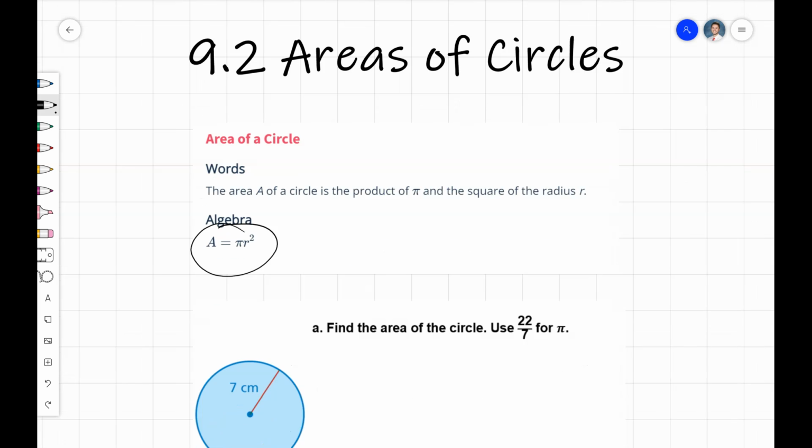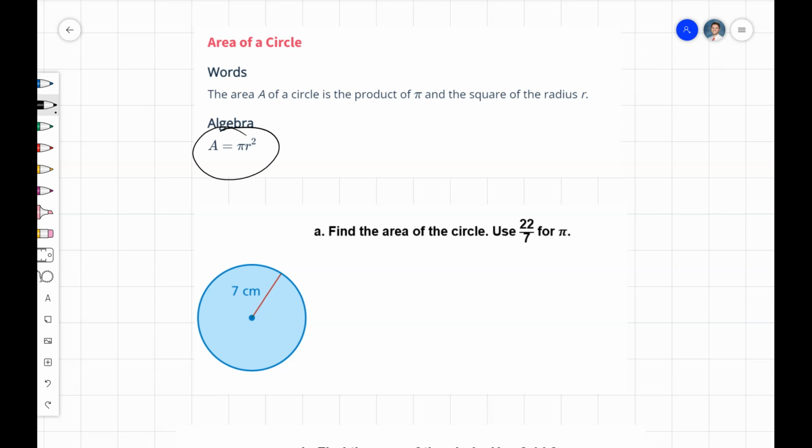So let's look at an example here. It says find the area of the circle. Remember, A will be equal to pi times the radius squared. We'll start with our radius, which is 7. Let's substitute 22/7 for pi as well. So 22/7 times the radius 7 squared. 7 squared, 7 times 7 is 49. So we get A is equal to 22/7 times 49.